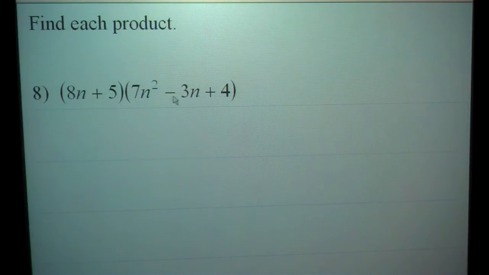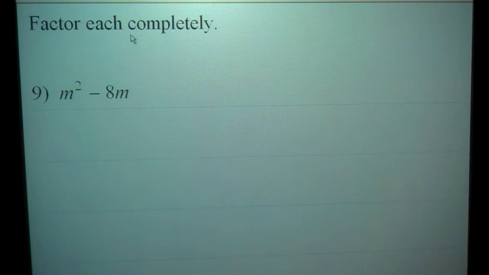Same thing, binomial times trinomial. I give you about 2 of each type. Answer. Alright. Now we're moving into factoring. Make sure rule number 1 of factoring is GCF. I've got m squared minus 8m. I can take an m out. There's your answer. Here's the next one.